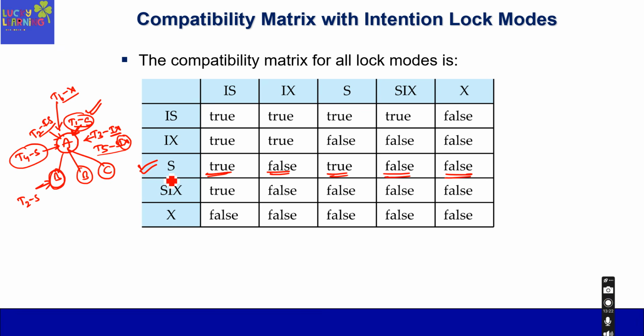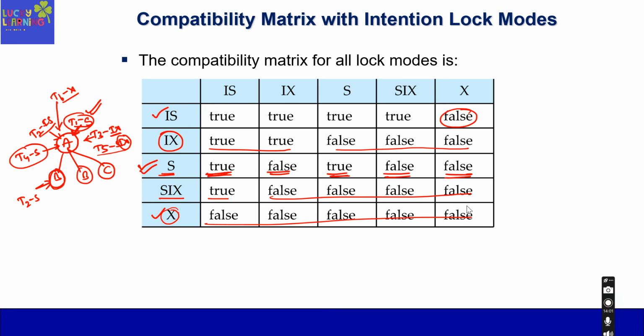So what are the compatibilities with shared lock? Shared is compatible with IS and S. Remaining all are not compatible. Similarly, you can check all the compatibilities between the locks. When it comes to the exclusive lock, it is not compatible with any one of them. IS lock is compatible with all except exclusive. And IX is compatible with IS and IX, not compatible with the remaining modes. And SIX is compatible with IS, not compatible with anyone else. X is not compatible with anyone.